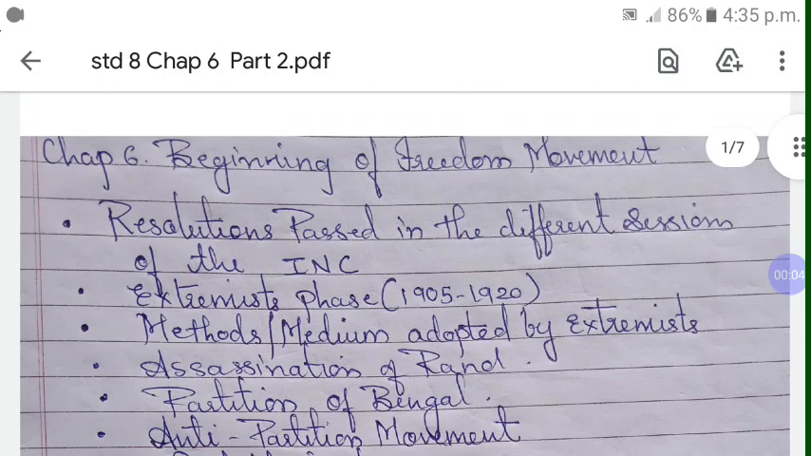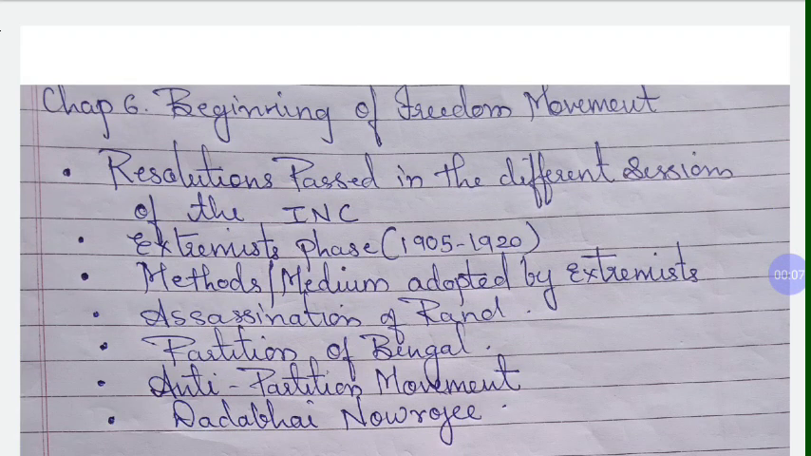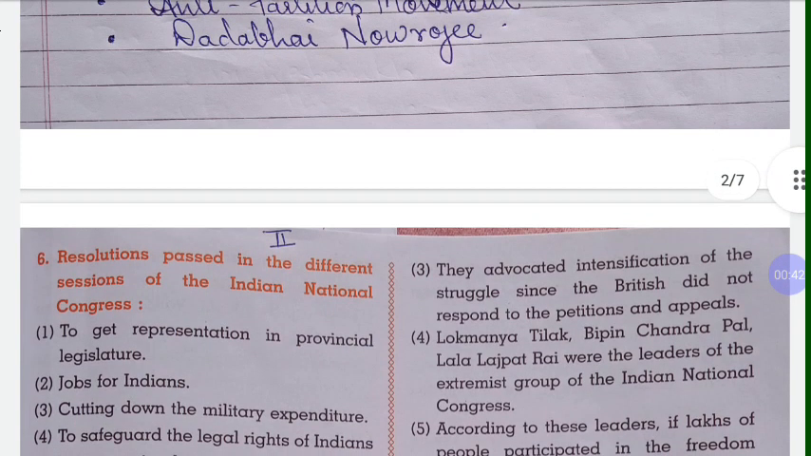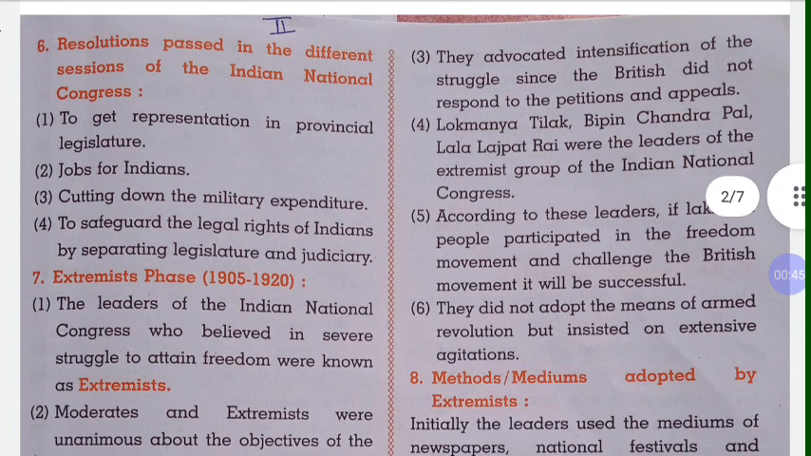Let us continue chapter number 6, beginning of freedom movement. Now, we already studied about the Indian National Congress, what foundation was there, who was the president, that is Womesh Chandra Banerjee, what were its objectives, and the two groups that were formed, as I told you, that is moderates. And now in this chapter, we are going to talk about resolutions passed in different sessions of the Indian National Congress, the extremist phase 1905 to 1920, methods adopted by extremists, assassination of Rand, partition of Bengal, anti-partition movement, Dadabhai Naoroji. Let's begin.